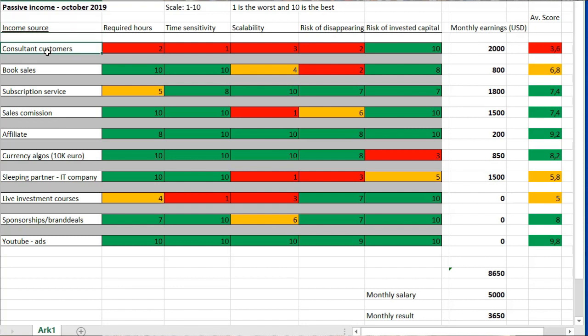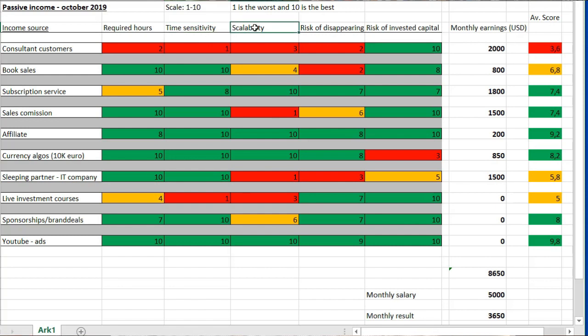And what we see here is that we have the income sources, and you can see that I have consultant customers, book sales, etc. I'll go through them in a second. And then we have the 5 factors that I evaluate my income streams from. We have the required hours, meaning does it take a lot of hours to actually make this income? We have the time sensitivity here, which tells us, is it important when I'm working these hours? Do I have to be in front of a customer or at a specific time a day to make this money, or can I do it whenever I want to?